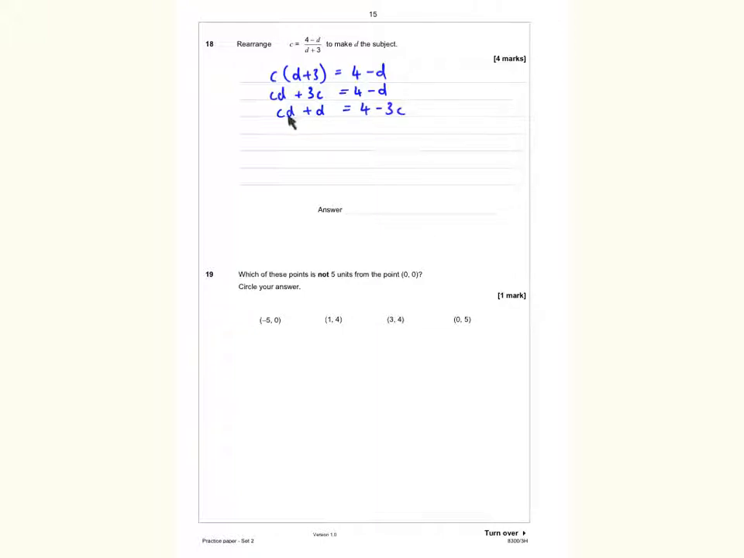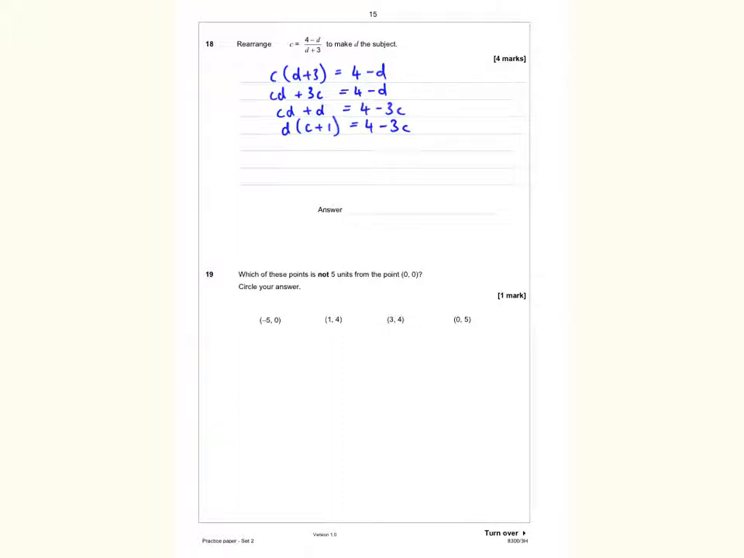Now, this I can't simplify because I don't have a value here. I've got C. Now, there is another technique we can use in algebra that brings the D together. So I've written D twice here in this equation. I can write it once if I was to factorize it. So if I factorize it, I write D bracket C plus 1, and that's going to be equal to 4 take away 3C.